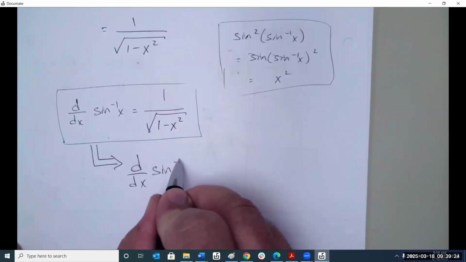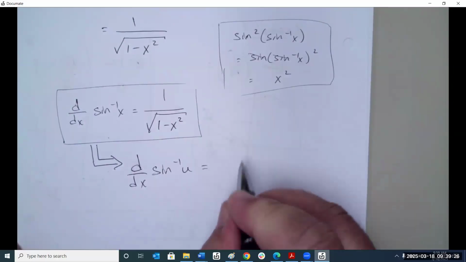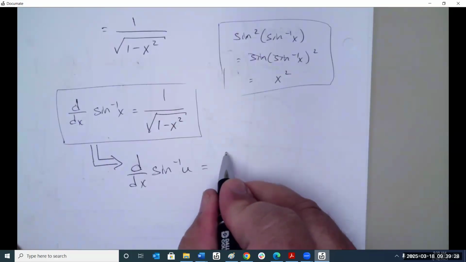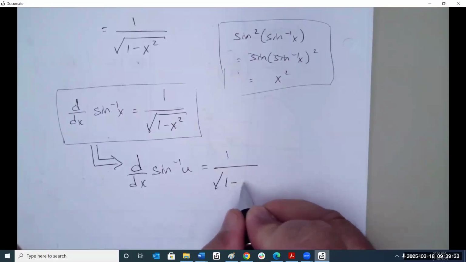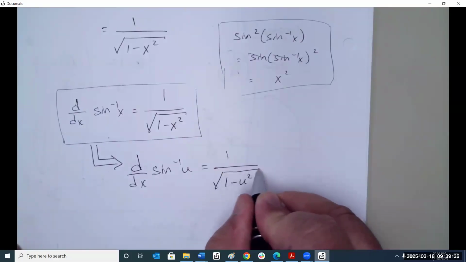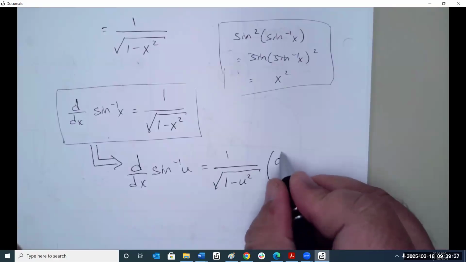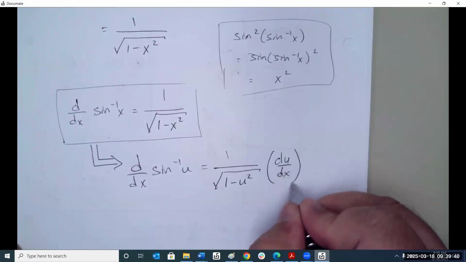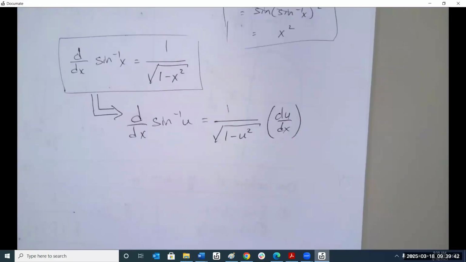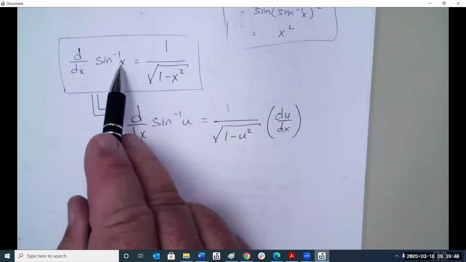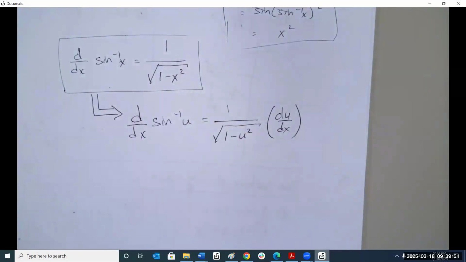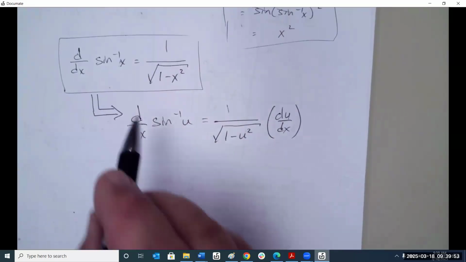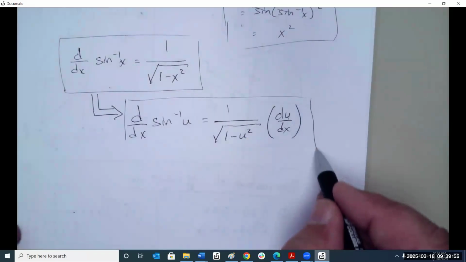If I have the inverse sine of some composite function, then it becomes 1 over square root of 1 minus u squared times du dx. This is just with x, but if this was an expression in x, like inverse sine of x squared plus 1, we have to use this. So these are two formulas we'll use.